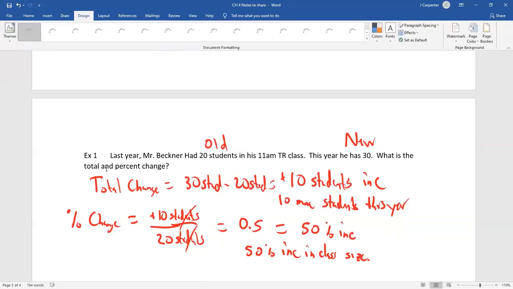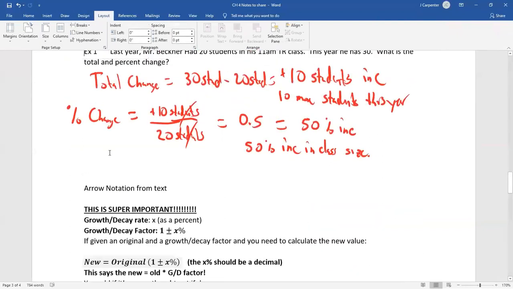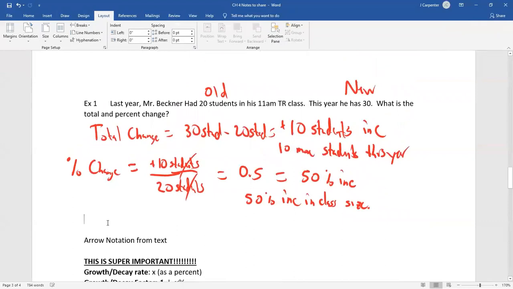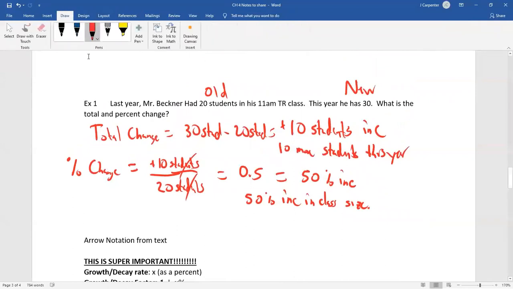All right, so this is example 1. That's weird. I had an example 2 typed up and it's not up here. That's all right. Example 2.